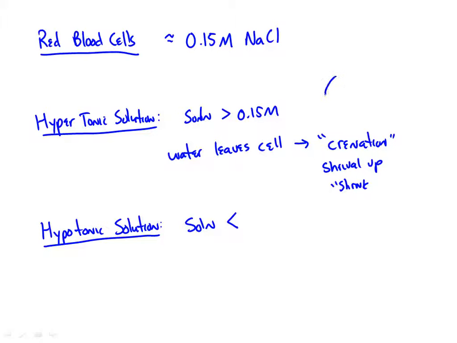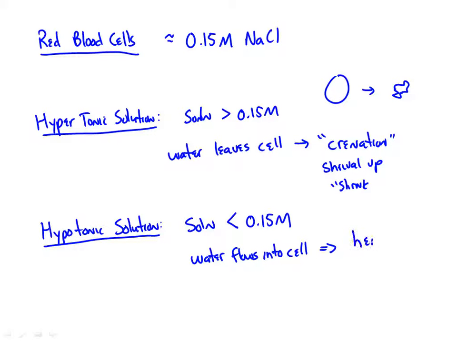So if you've got a normal cell, what's going to happen is it's going to shrivel up like this as the water leaves the cell. If I have a hypotonic solution, that means it's less than 0.15 molar. That means that water flows into the cell, and that leads to a term called hemolysis. Again, that word means nothing to me, so I simply say it swells or enlarges.